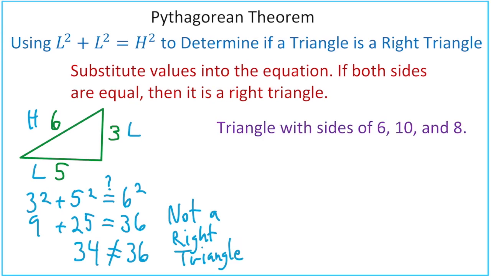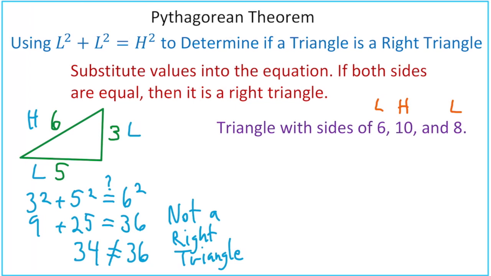Let's try another one. So this time, instead of a picture, it just says in words that we have a triangle with sides of 6, 10, and 8. So in the last problem, we said the 6 was the hypotenuse because it looks like it might be the hypotenuse. The truth is, that 6 would be the hypotenuse because it is the longest side. If you have a right triangle, your longest side has to be the hypotenuse. So in this case, the 10 is the hypotenuse, and the 6 and the 8 would have to be the legs, assuming that it works out.